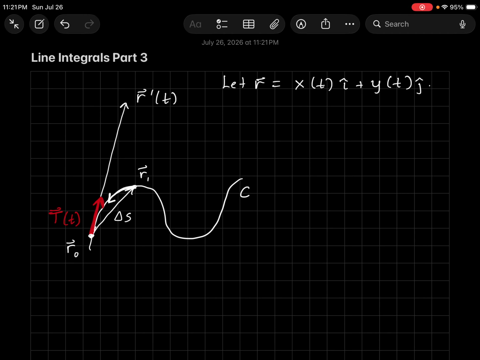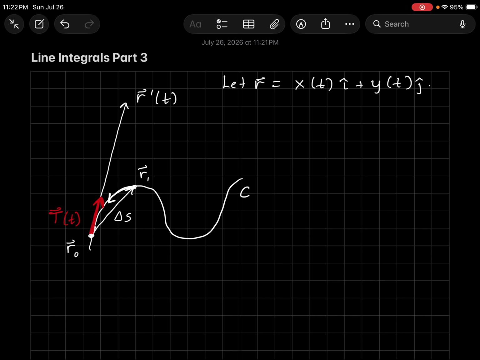Line integrals part 3. Before we talk about this other application or interpretation of the line integral, let's remind ourselves of a few things. And a side note, sometimes I do examples in 2 dimensions. The idea is easily extendable to 3 or vice versa. So consider a curve in space, or in this case a curve in the plane, r equals x of t i plus y of t j.